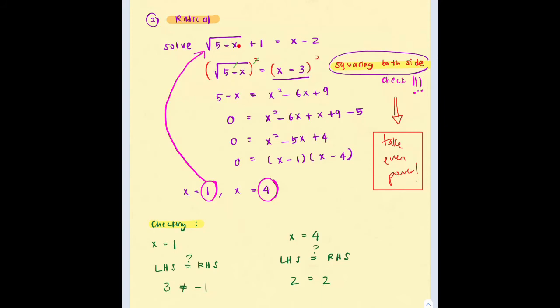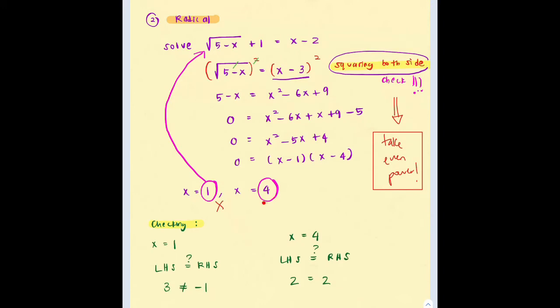So when you put 1 here, your left hand side will be equal to 3, and when you put 1 here, your right hand side will be equal to minus 1. So 3 is not equal to minus 1. Therefore, x equal to 1 is not one of our answers.